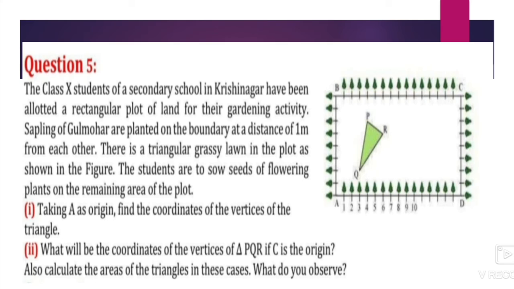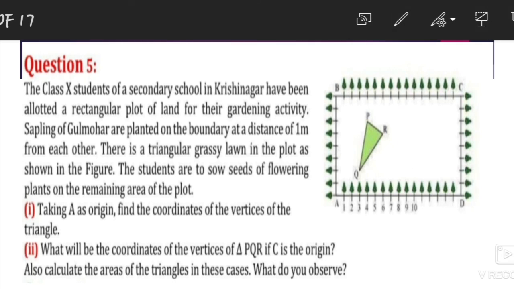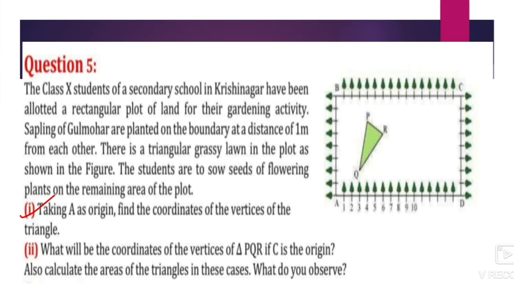Taking A as origin, find the coordinates of the vertices of the triangle. What will be the coordinates of the vertices of triangle PQR if you take C as origin? Also calculate the area of the triangle in these cases and what do you observe. So first of all, I will do part number 1. In part number 1, you have to consider A as origin, and you have to find the coordinates of the vertices of the triangle.